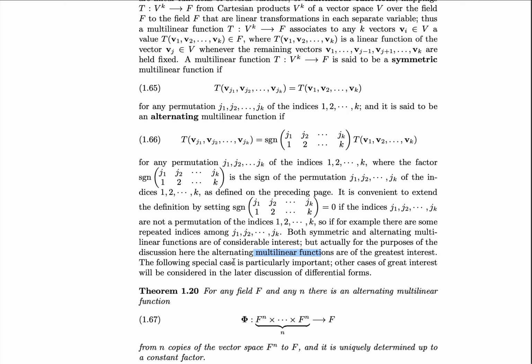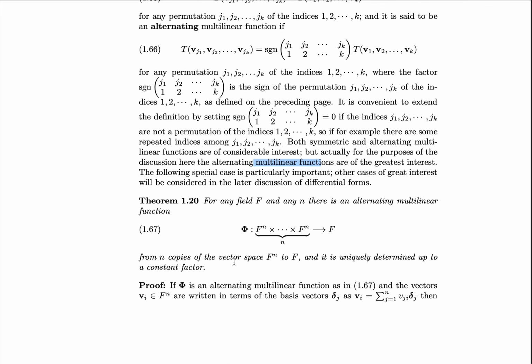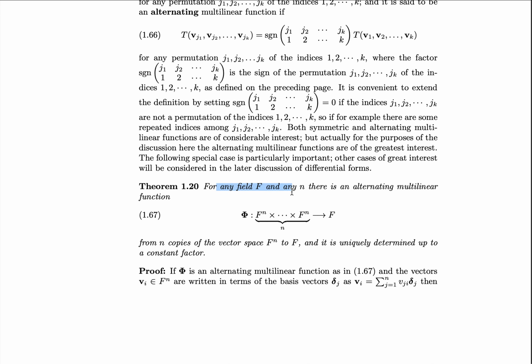The following special case is particularly important. This culminates in a theorem, namely that for any field F and any n, there is an alternating multilinear function phi from F^n times F^n, n times, to F, which is a linear functional from the Cartesian product of n copies of the n-tuples of elements in F, and it is uniquely determined up to a constant factor. This is really preparing us for the idea of a determinant.